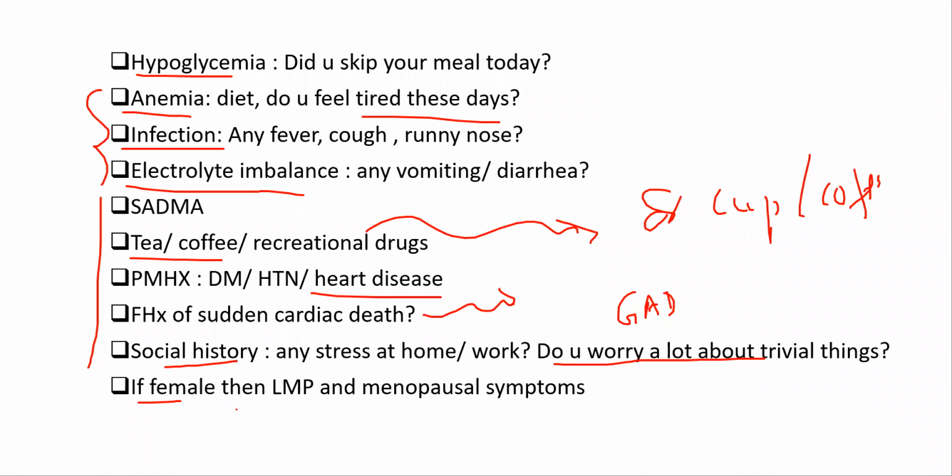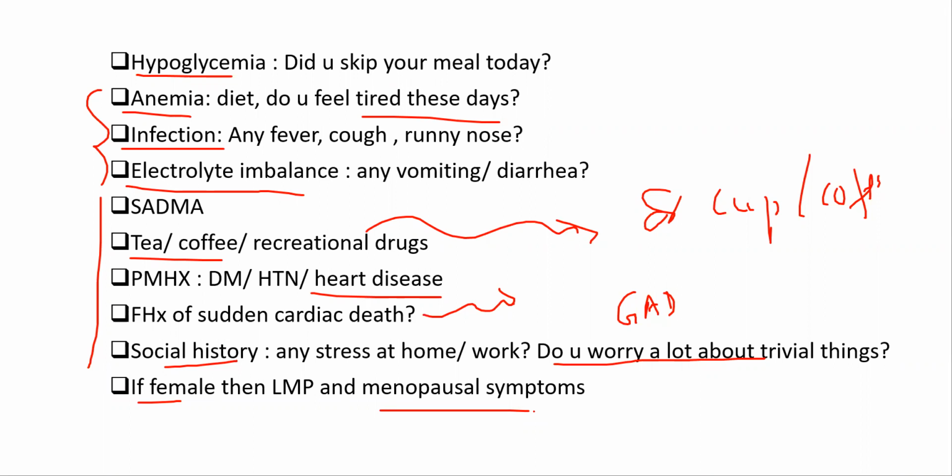So when was your last menstrual period? If this is, let's say, a 55-year-old patient, then the patient can say, I had my last menstruation 5 years ago. So then you know that the patient is menopausal. Ask some of the menopausal questions like, are you getting any hot flushes these days? Any night sweat? Any frequent mood swing or mood changes? Any dryness in your down below?